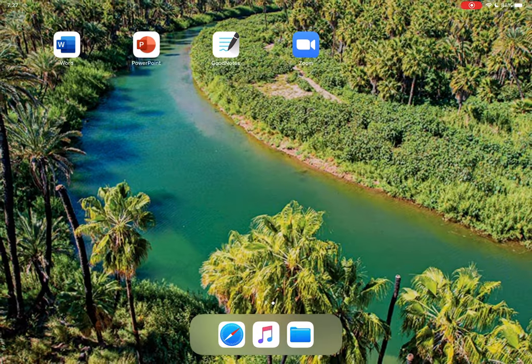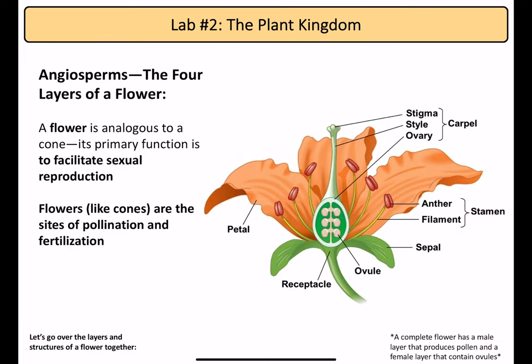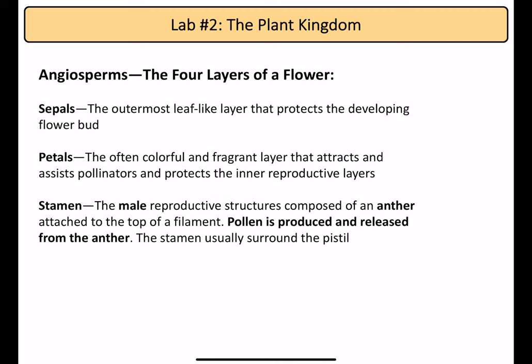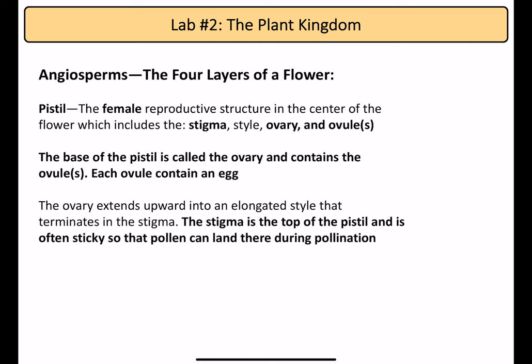We are going to jump back to our PowerPoint slides. You have the same image here from your textbook. Here we just have written descriptions of those four layers. Since I said all this verbally just previously, I'm not going to say it again, but please read that on your own time.